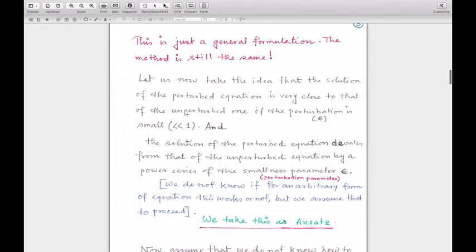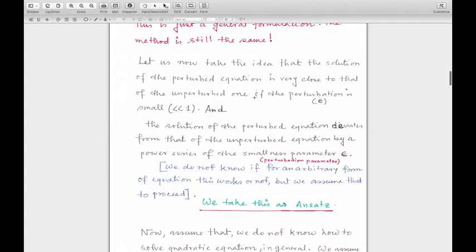So the perturbed version is very close to this unperturbed one, only if the perturbation is very small, that is, very small with respect to 1. That is our terminology we will use throughout. And also the solution of the perturbed equation deviates from that of the unperturbed equation by a power series of the smallness parameter epsilon. Okay, so we have two considerations.